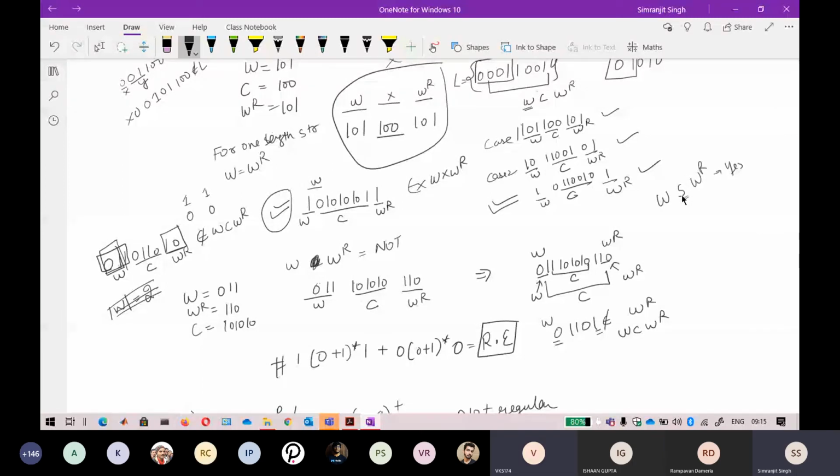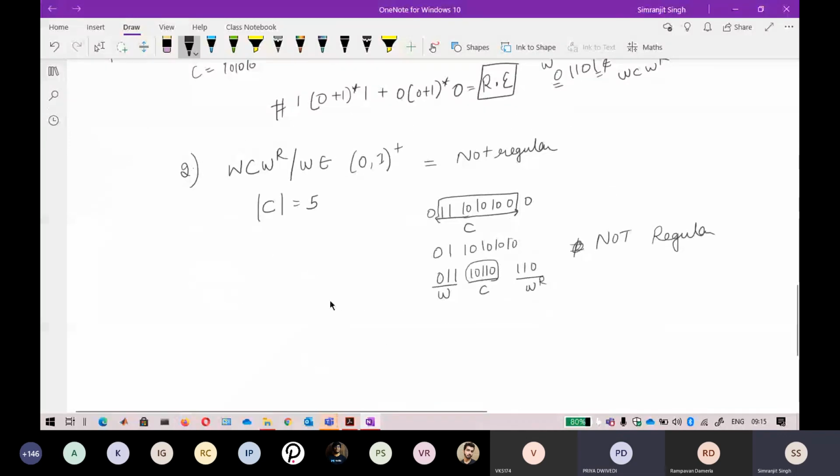Okay. So if we fix the length of W, will it be regular? If you fix the length of W, yes sir. That is also a very good question. If I fix the length of W like this, again this becomes another variant, where the 0 1 plus.